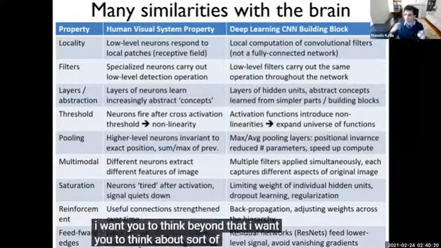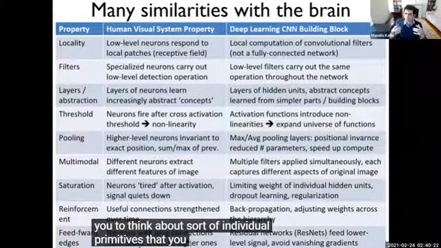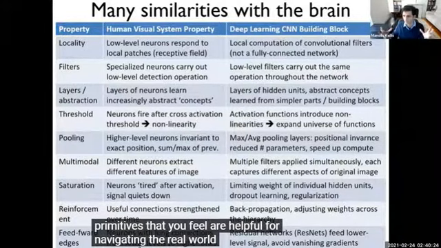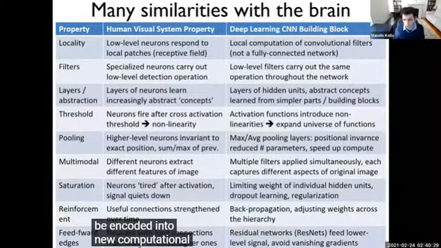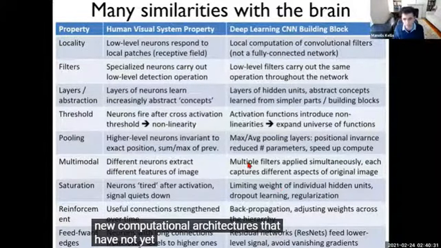I want you to think about individual primitives that you feel are helpful for navigating the real world, and how those primitives might actually be encoded into new computational architectures that have not yet been invented.